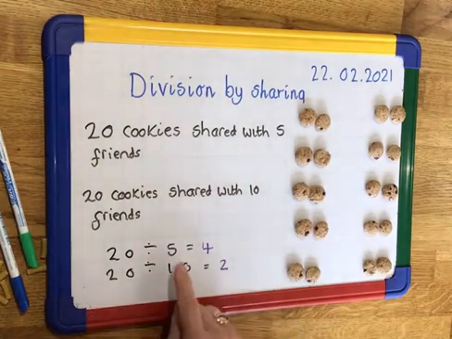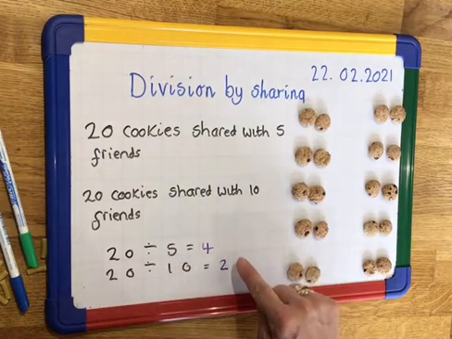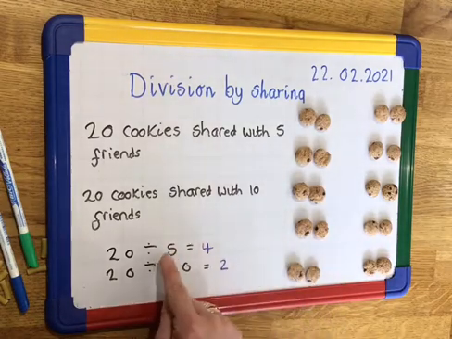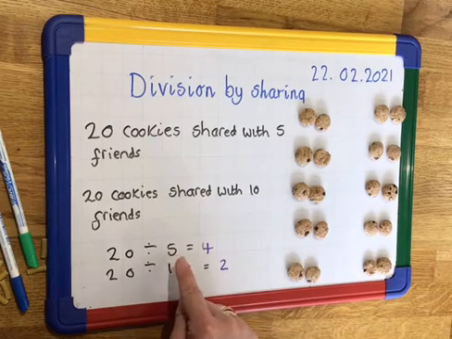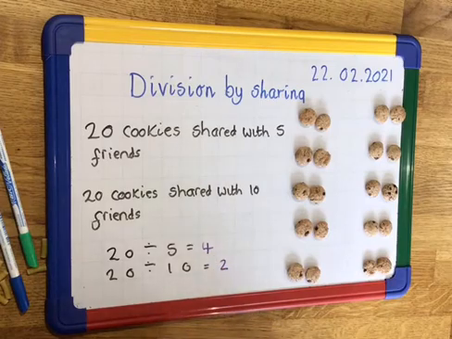And did you notice that 10 is double 5, so 2 is half of 4. So if I'm sharing 20 by 5, they're going to get 4 each. If I double the number of people, they're going to get half the amount each. Well done if you spotted that.